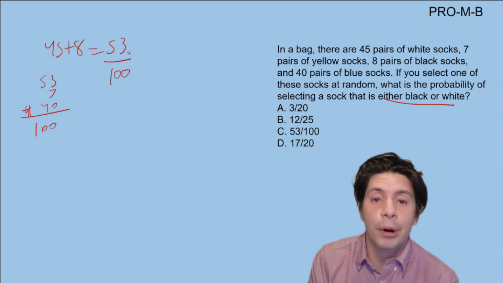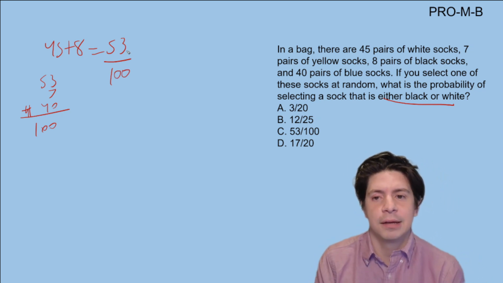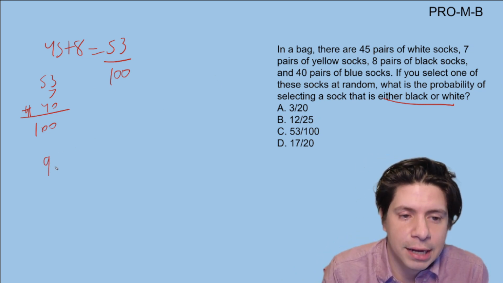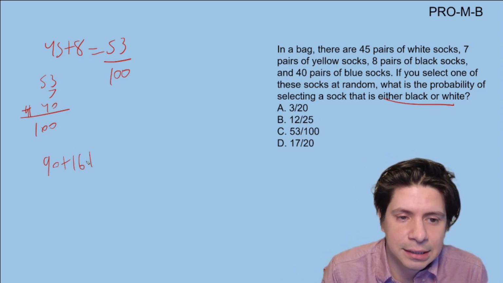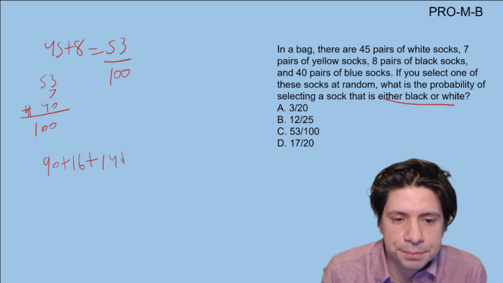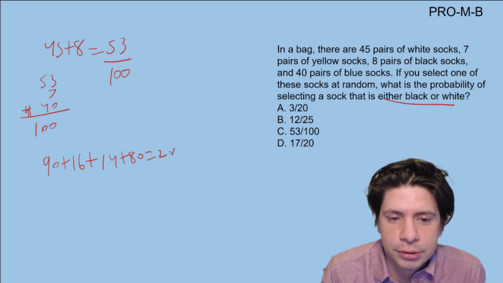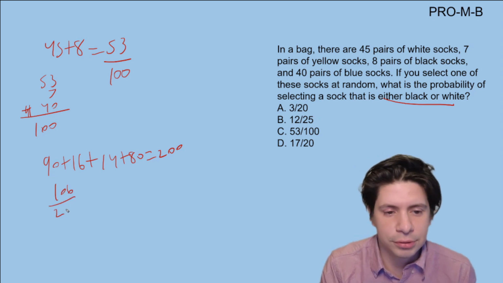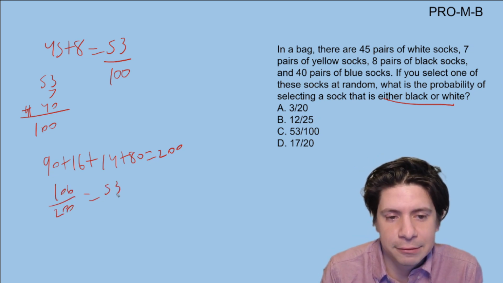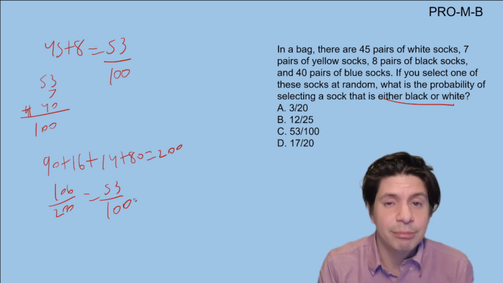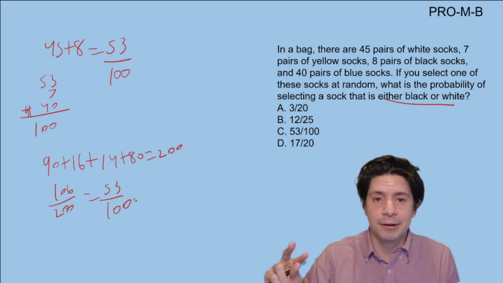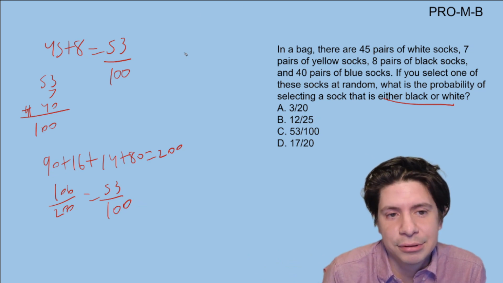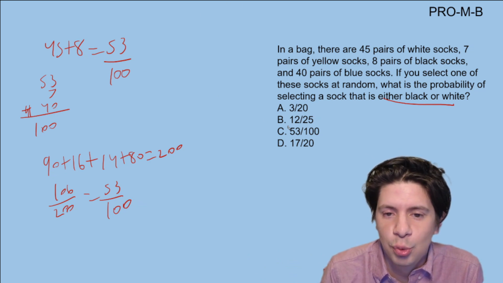Now you might be worried and be tempted to complicate it by thinking, well, every pair of socks is actually 2 socks. And then you double everything, and then you do 90 plus 16 plus 14 plus 80, and you get 200. And then you'd say, okay, well, 90 plus 16 is 106 over 200. And then you simplify and you get back to 53 over 100. But you don't need to do that because everything is paired, so it's all equal. So the doubling doesn't matter, right? So it's just going to be about doing 53 over 100, which is C.